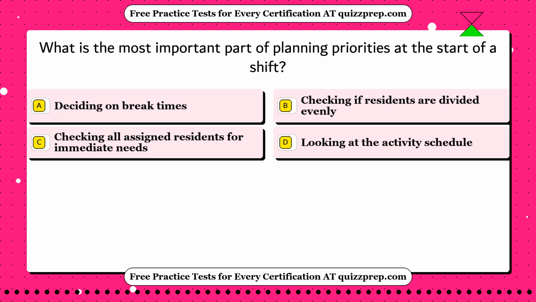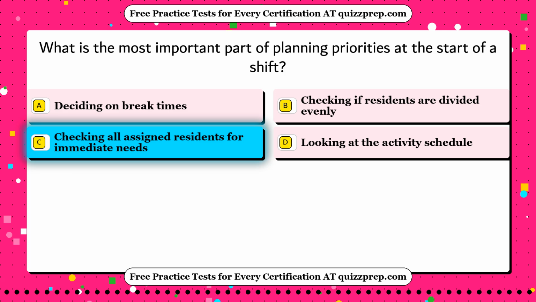Question 134. What is the most important part of planning priorities at the start of a shift? Option A. Deciding on break times. Option B. Checking if residents are divided evenly. Option C. Checking all assigned residents for immediate needs. Option D. Looking at the activity schedule.